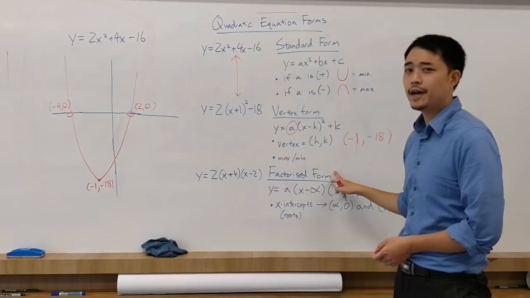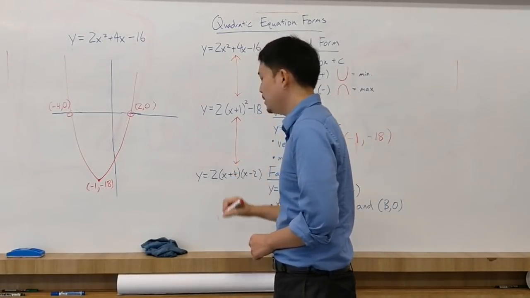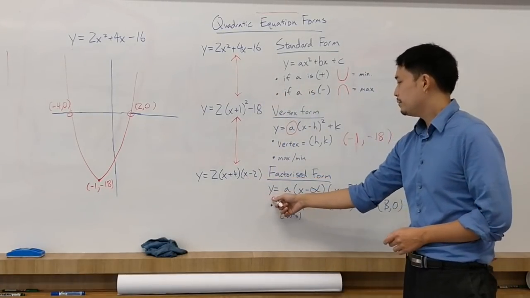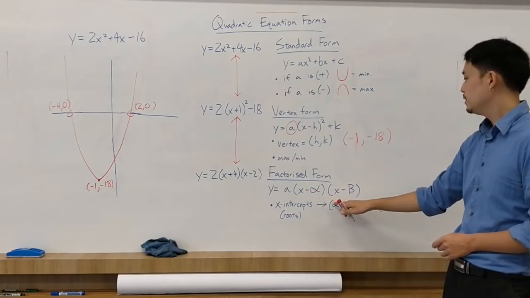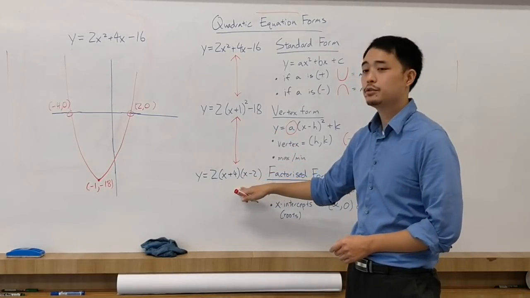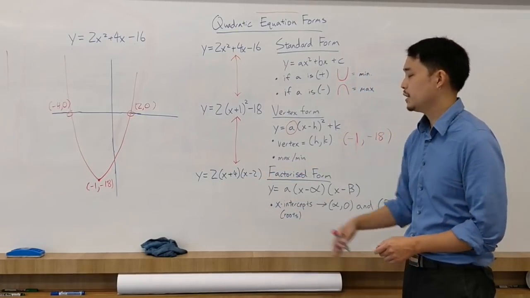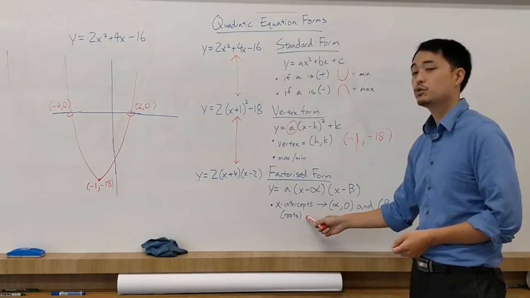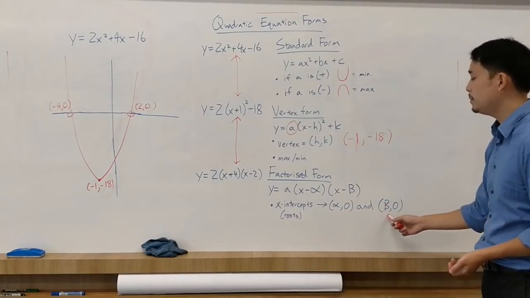Now the last one is the factorized form, which you also might know a little bit about, because you've factored many quadratic equations before. And the factorized form is simply y equals a times (x minus alpha) times (x minus beta). So this equation factorized becomes 2 times (x plus 4) times (x minus 2). And the factorized form is really important for us because it tells us where the roots are, where the x-intercepts are. So the x-intercepts are at alpha and beta.